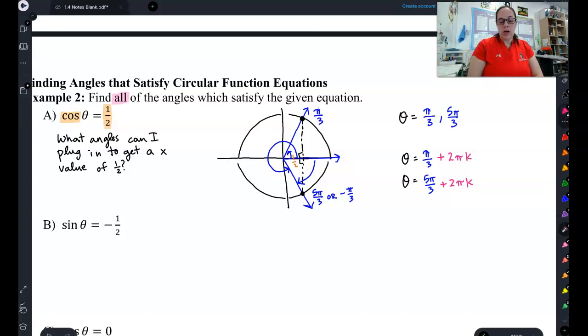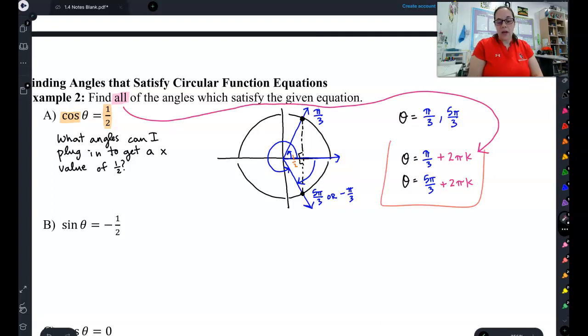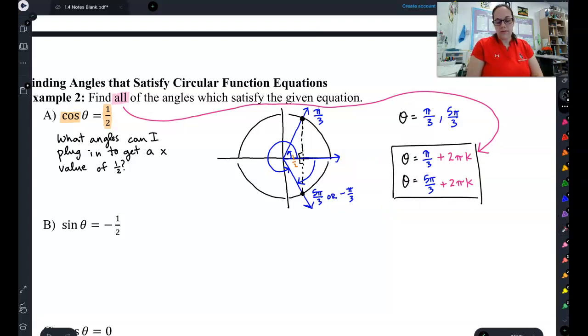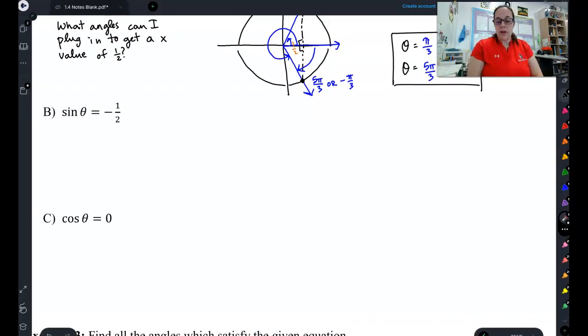So just adding this 2 pi K thing at the end, that is now getting us all the angles that we can plug into this equation. So that is our final answer. So at the end of the day, essentially, we're just adding 2 pi K to the angles we get here to account for all our coterminal angles. So let's try that with another one.